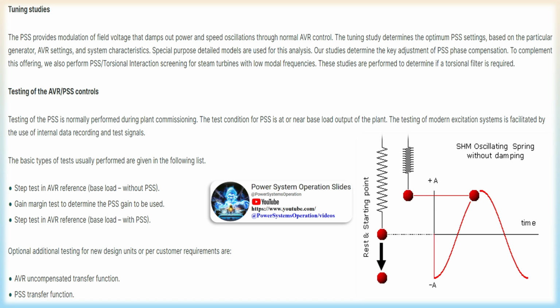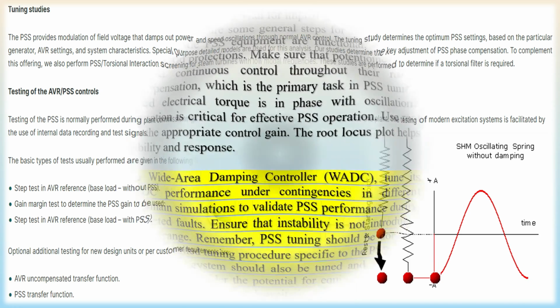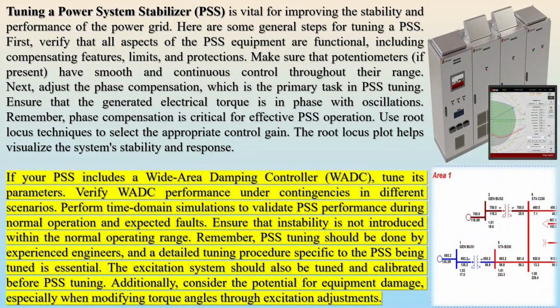There are smart techniques for tuning power system stabilizers, PSS, including the trial and error method. This involves adjusting the PSS parameters based on the response of the power system to different disturbances. The parameters are adjusted until the desired level of damping is achieved. Frequency response method. This involves analyzing the frequency response of the power system and adjusting the PSS parameters to provide the required damping at the critical frequencies.